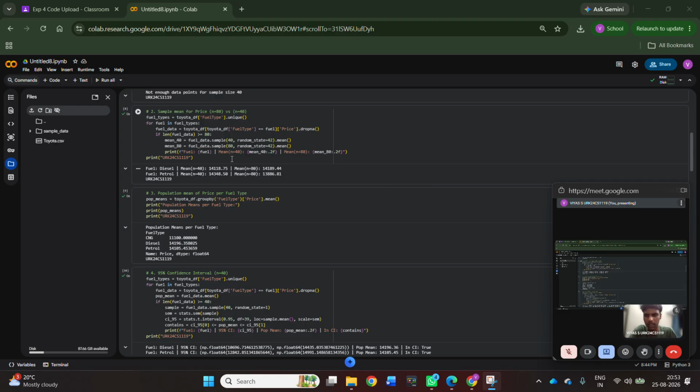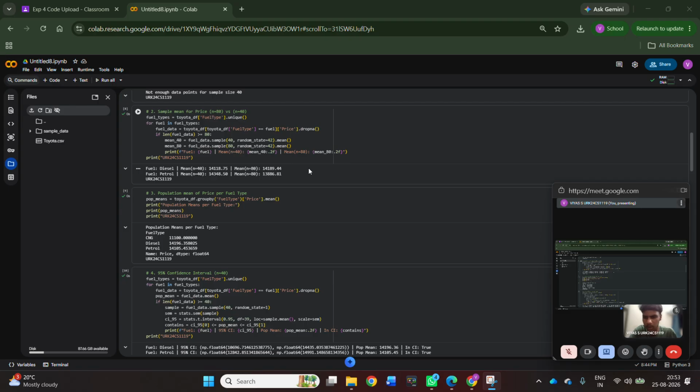The second one is about the sample mean for price, n equal to 80 versus n equal to 40. Here, two different sample sizes are used, 40 and 80. The same fuel type is considered separately. Sample 40 selects 40 observations and sample 80 selects 80 observations. The experiment shows the effect of sample size on the sample mean. Here I have used sample size n equal to 40 and n equal to 80, and mean, random, and sampling are the keywords used here. And this is the output for the second one.